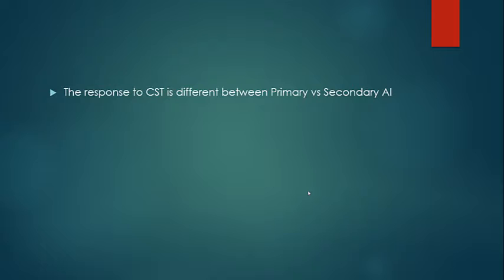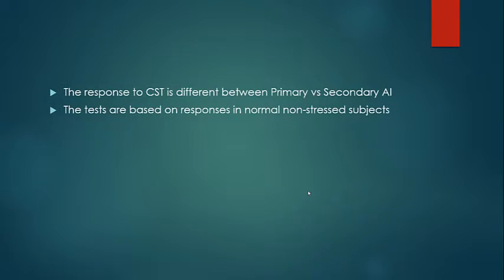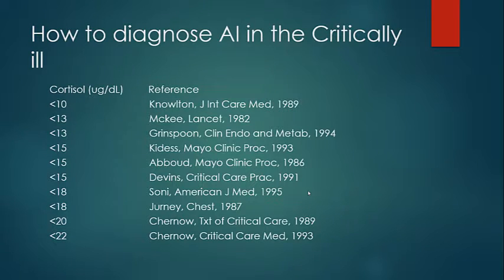Also, the response to the CST is different between primary and secondary causes for the chronic. And this has been studied in different patients, in different endocrine literature. But all this literature was based on patients who were not sick, who were normal subjects. But what about our patients, the patients that we see in our ICU? What are the numbers? Do we have any study that supports that?